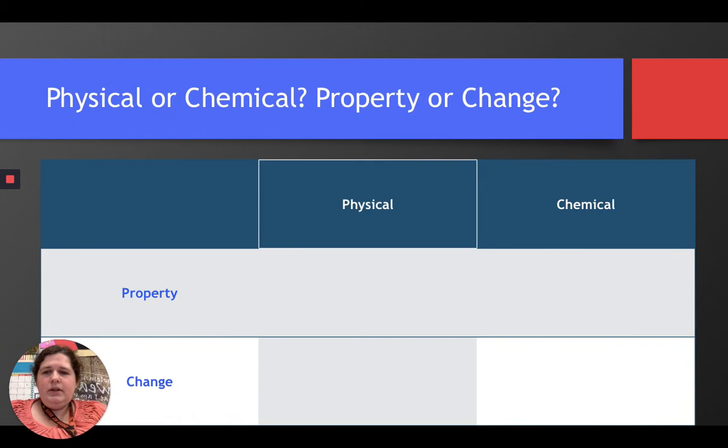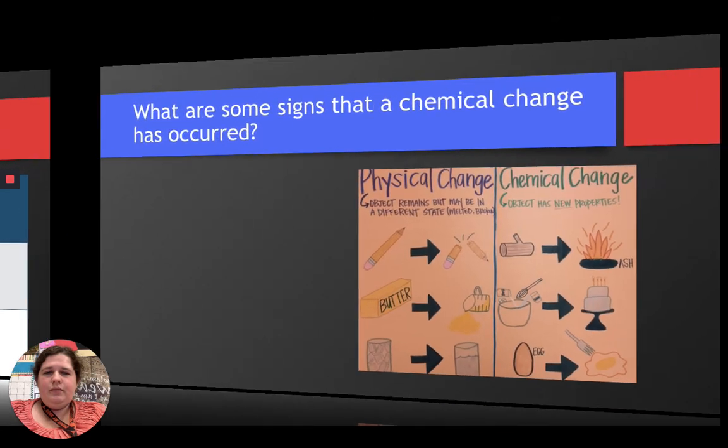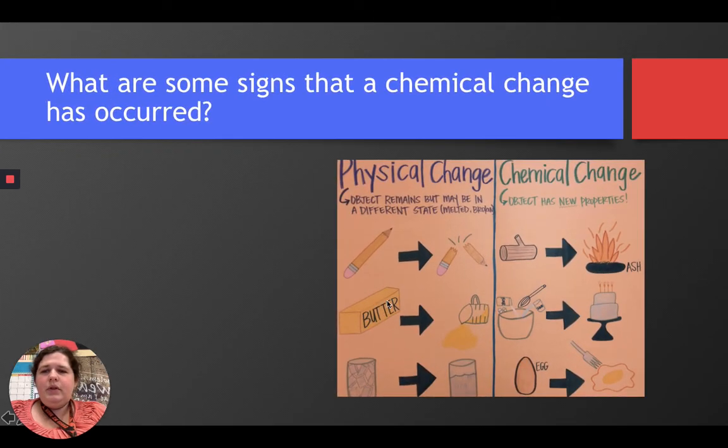So let's look at the difference between physical or chemical. Is it properties or changes? Oop, never mind. Okay, so let's look at some signs that a chemical change has occurred. So physical changes, the object remains, but might be a little bit different. It might be melted, might be broken in half, something like that. Like snapping a pencil in two, melting some butter for some tasty popcorn.